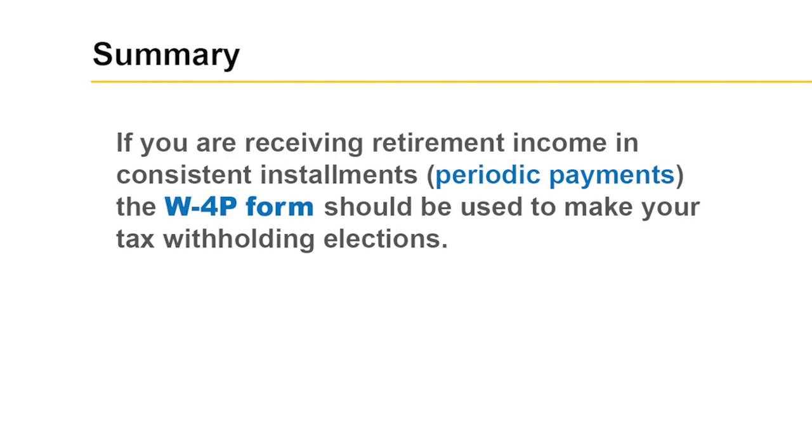To summarize, if you are receiving retirement income in consistent installments or periodic payments, the W4P form should be used to make your tax withholding elections. If no withholding form is received, or your form is filled out incorrectly, then default rates will apply.